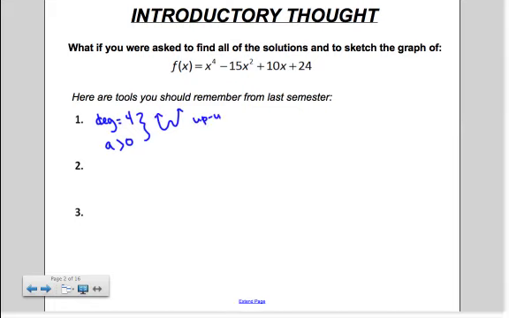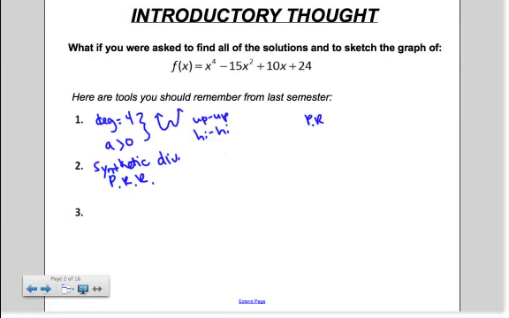Second thing is we recognize we can use synthetic division. We can always try that. So that means finding our possible rational roots. And if we look at that, remember it's all factors of the last over all factors of the first. So we're talking about what?